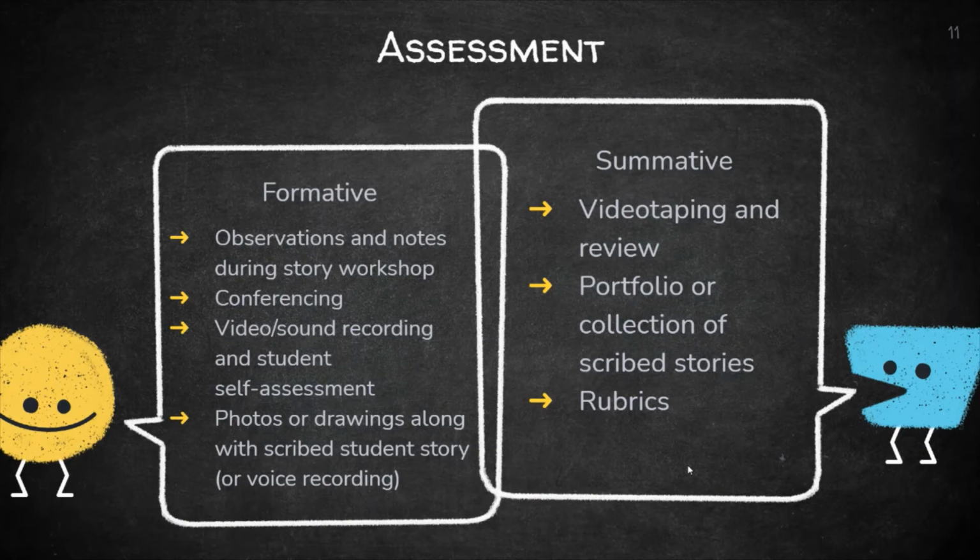When we're looking at collecting formative data, there are a number of ways we can do this. The most common way would be to do observations and add anecdotal notes during a story workshop or during an oral story presentation. You could conference one-on-one or in small groups, video or sound recording of your students, and they could also assess themselves. And you could also use photos or children's drawings and describe their stories or have them record their voice. For summative assessments, you could review video recordings or use portfolios or collections of scribed stories, and then use rubrics to evaluate their oral storytelling skills.